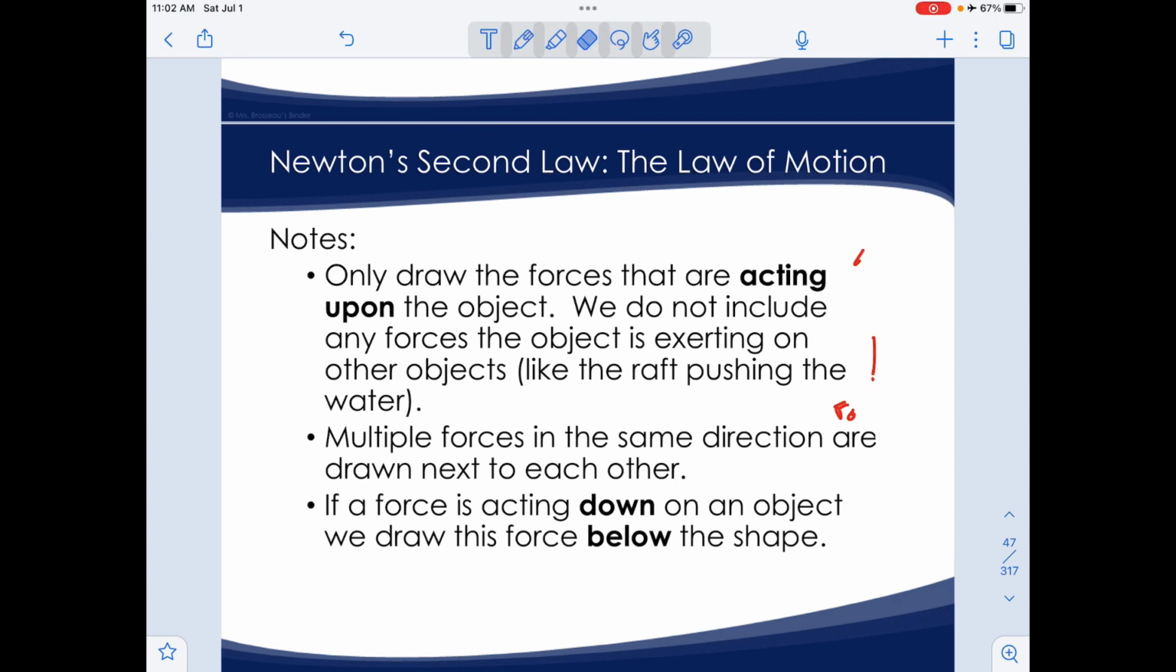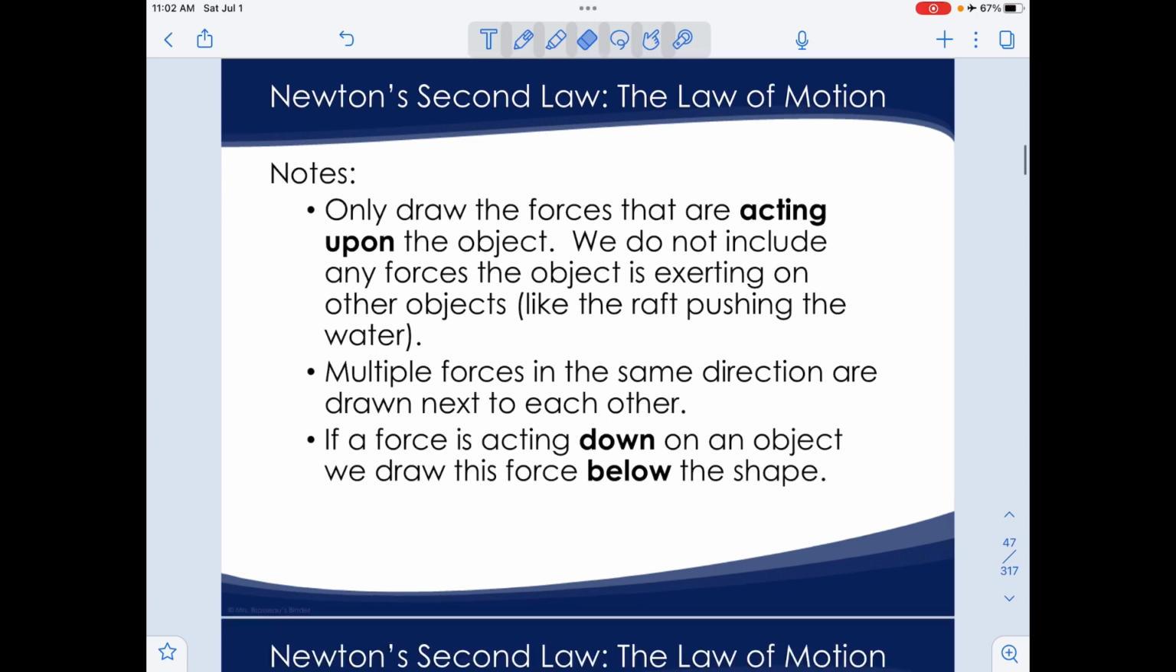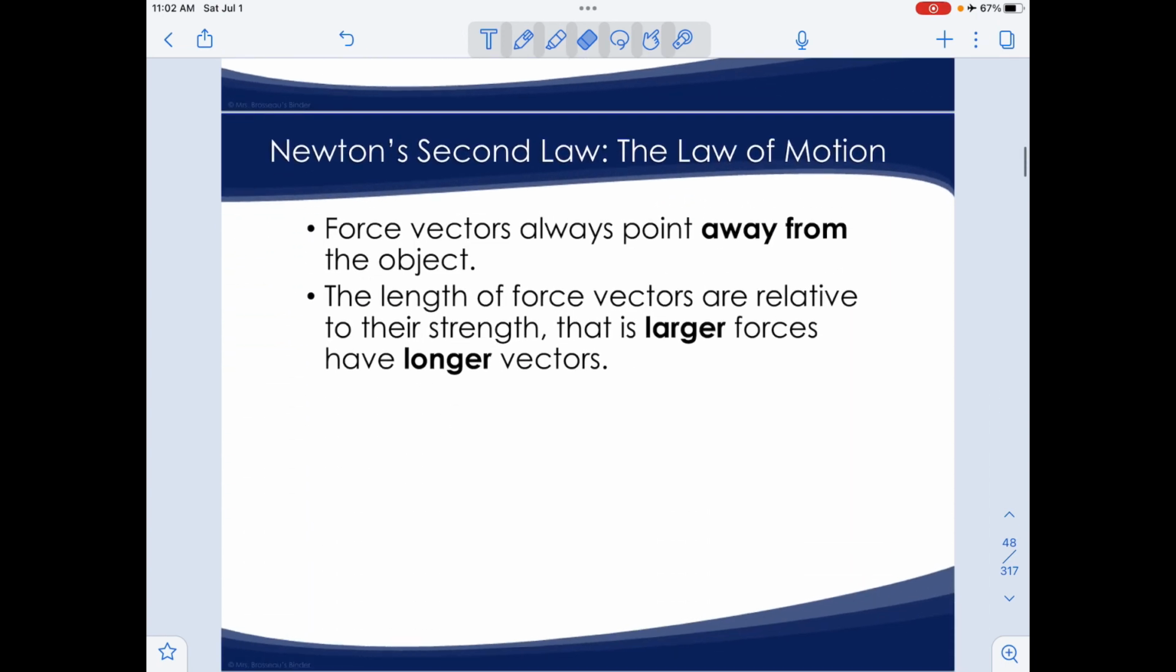Multiple forces in the same direction are drawn next to each other. If a force is acting down on the object, we draw this force below the shape. Force vectors always point away from the object. The length of the force vectors are relative to their strength. That is, larger forces have longer vectors.